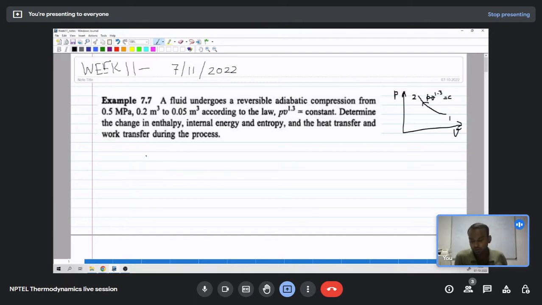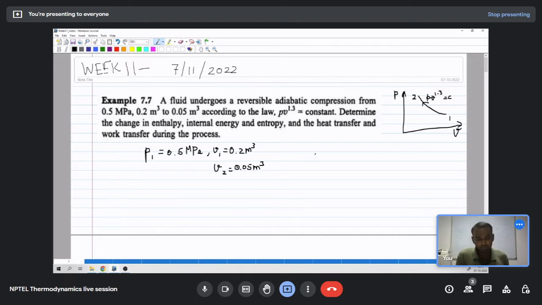Now P1, the initial pressure, is given as 0.5 megapascal, and the initial volume is given as 0.2 meter cube, and the final volume V2 is 0.05 meter cube. Now we need to calculate some parameters such as enthalpy, internal energy, entropy, heat transfer and work transfer. We can start with calculating the final pressure.